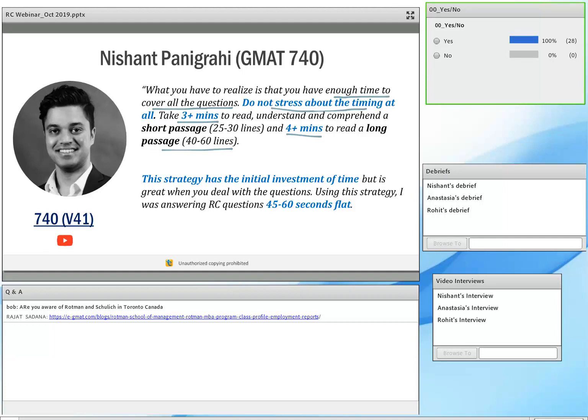This strategy has an initial investment in time. That goes without saying. It has an initial investment in time, but is great when you deal with questions. That's exactly what you experienced today. Using this strategy, I was answering RC questions in 45 to 60 seconds flat. Again, the same theme that Anastasia experienced, the same thing that you experienced in this session.